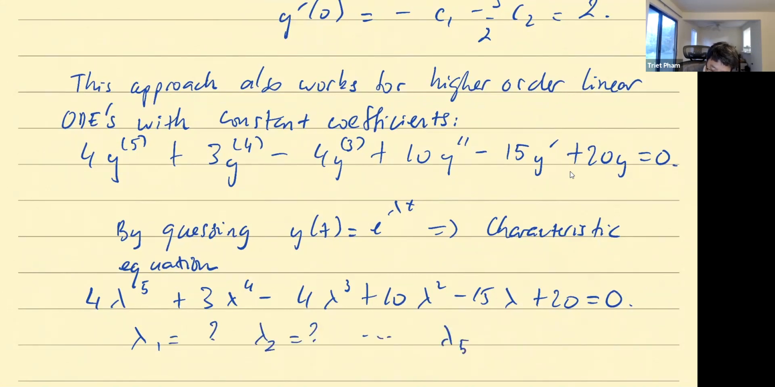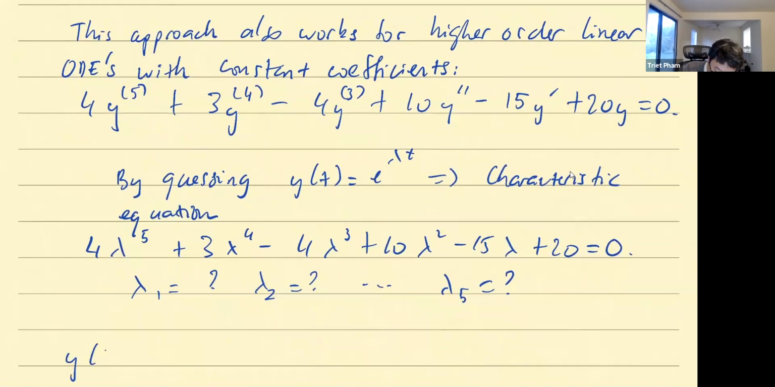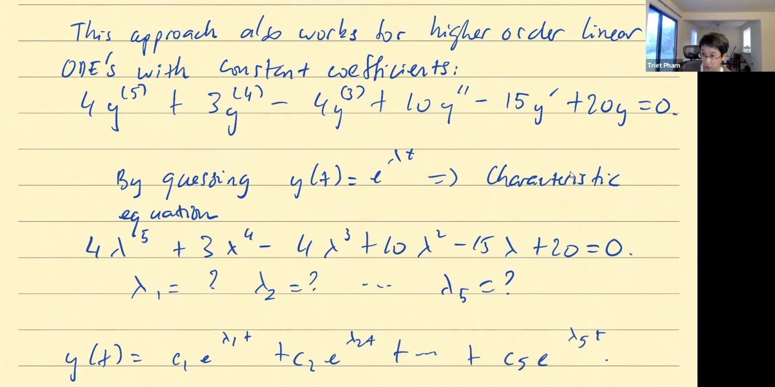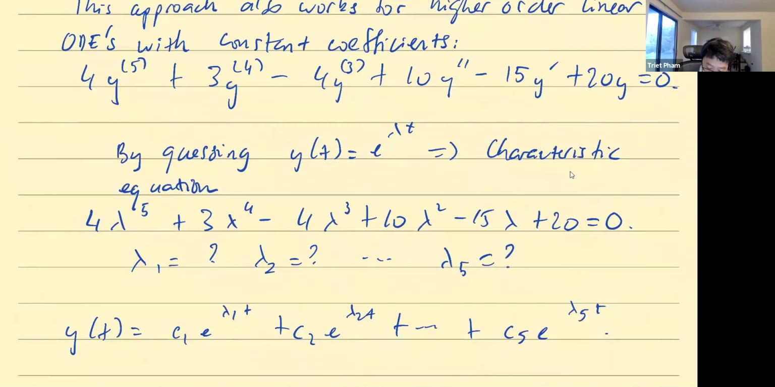And of course, I'm not claiming I know how to solve this equation at all. But in theory, if you can somehow obtain the roots of this equation, then the solution will be just C1 e^(λ1 t) plus C2 e^(λ2 t) all the way to C5 e^(λ5 t). With the caveat that if you have a complex solution somewhere, then the complex solutions will occur in pairs.